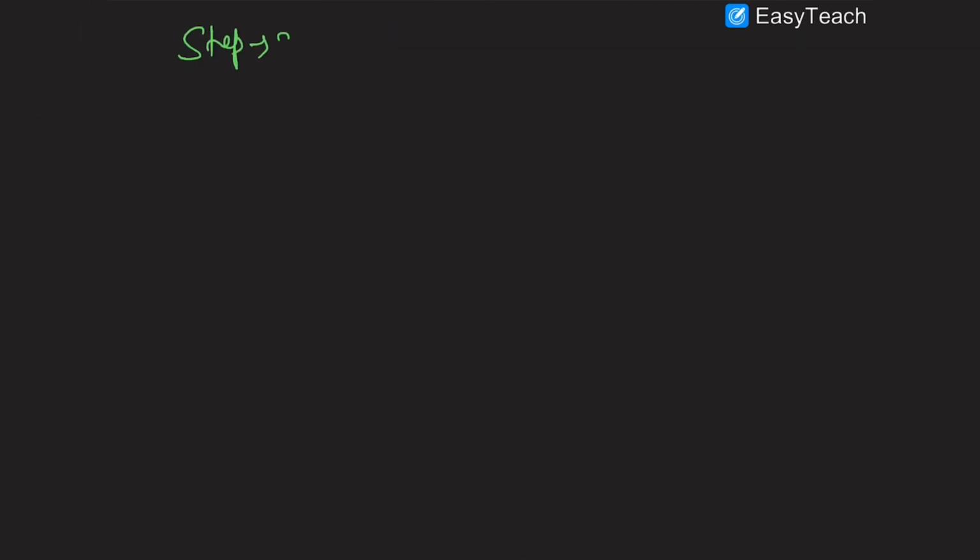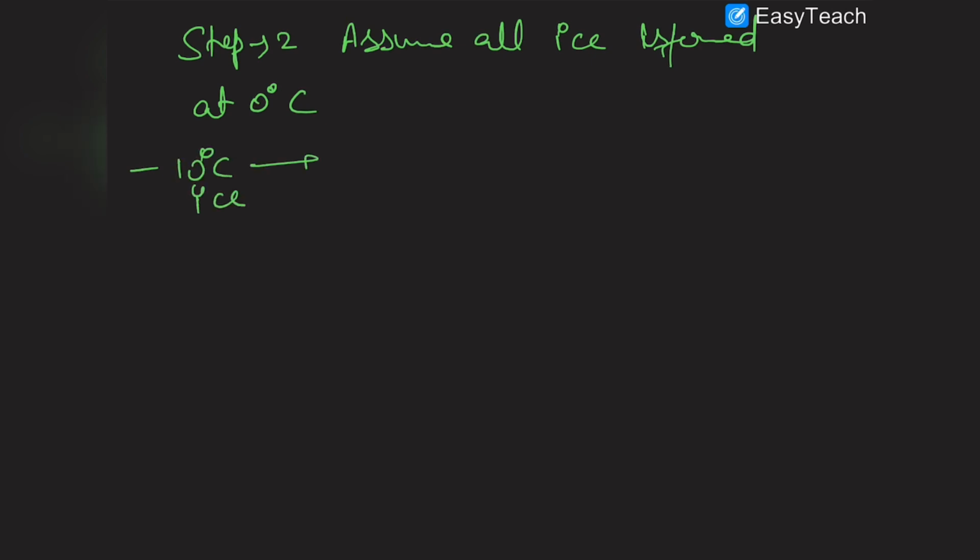Step 2 says that assume all ice is formed at 0 degrees Celsius. So we are assuming that all the amount of ice is formed at 0 degrees Celsius, and in this case you can see that ice will come from minus 10 degrees Celsius to 0 degrees Celsius, ice only, and water will come from 10 degrees Celsius to 0 degrees Celsius ice.